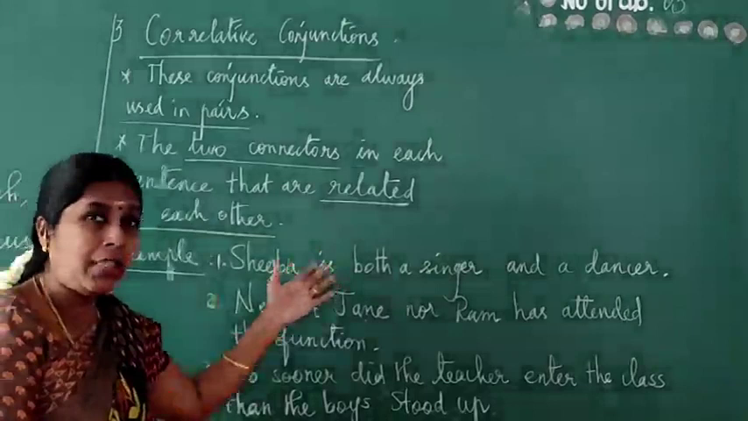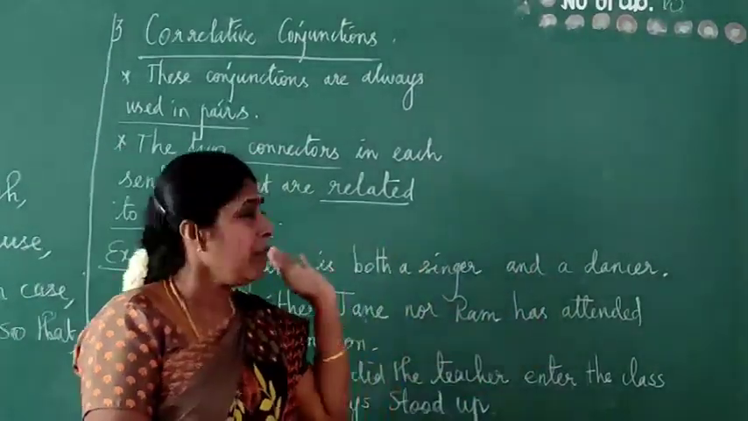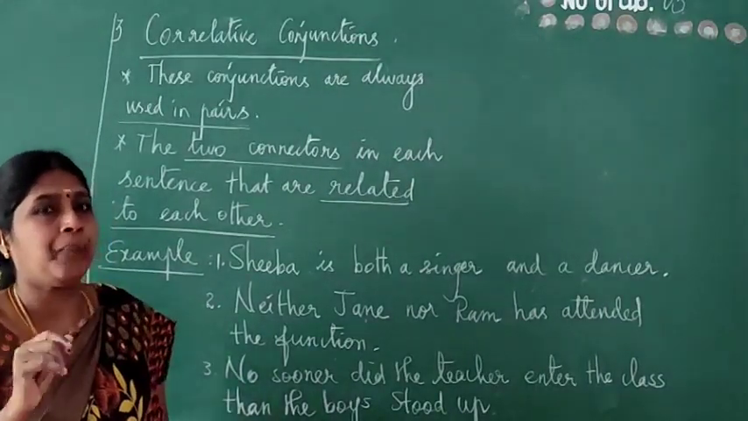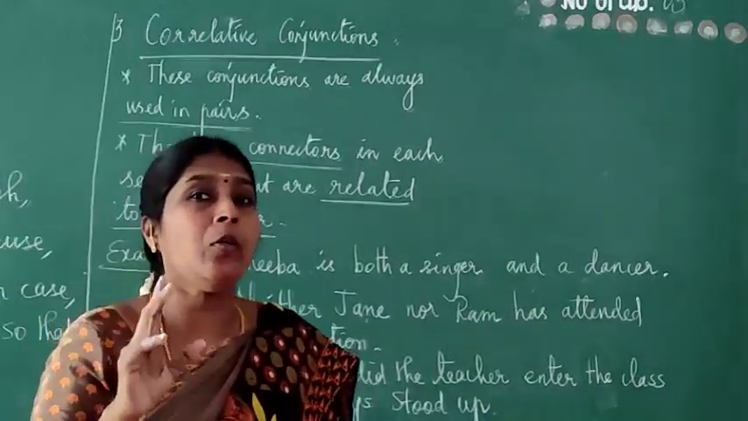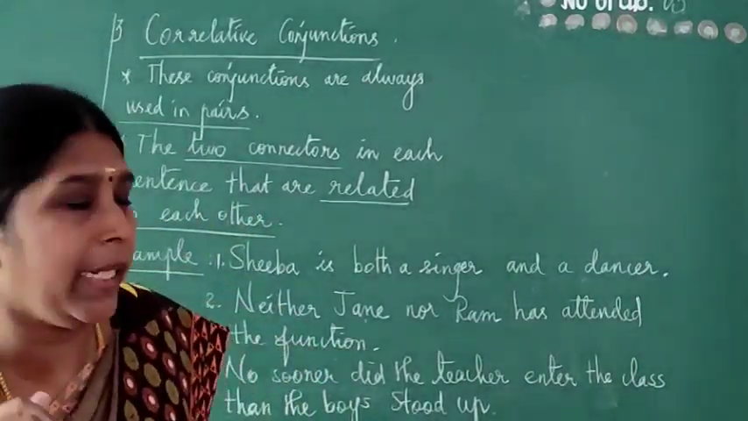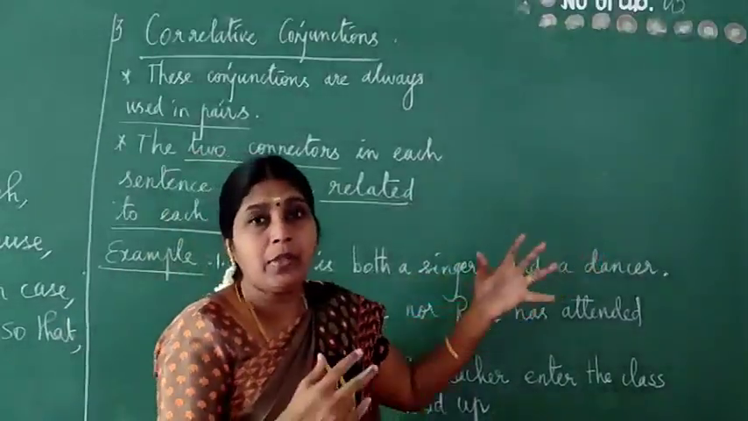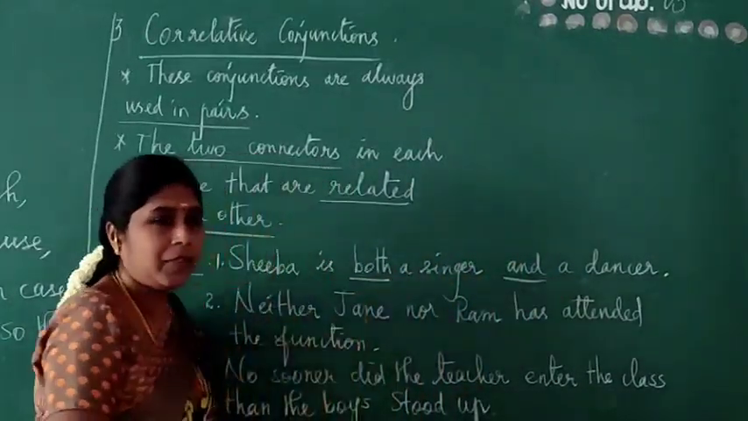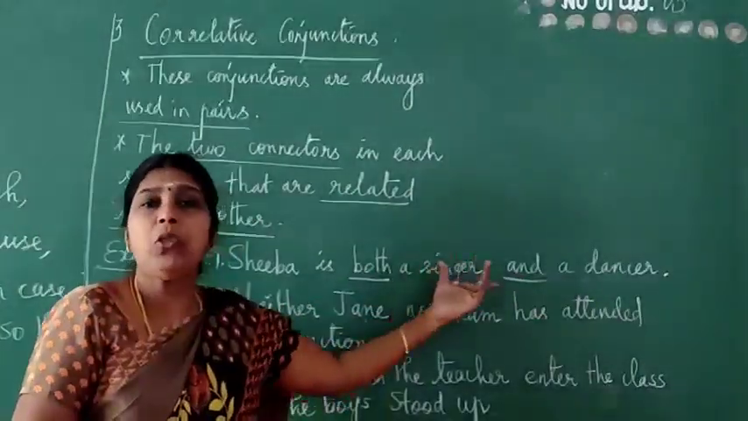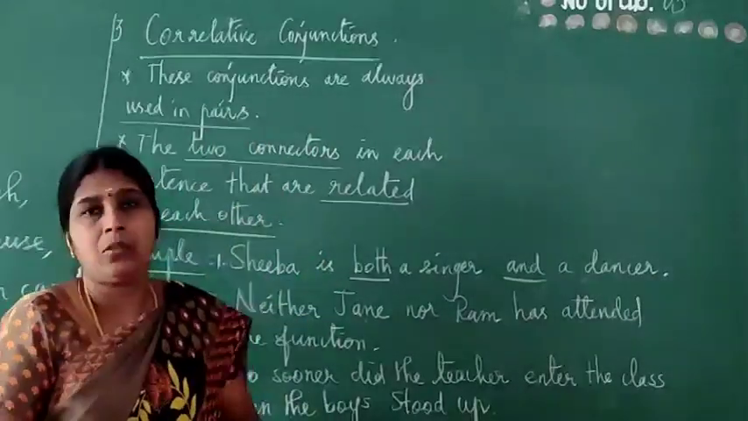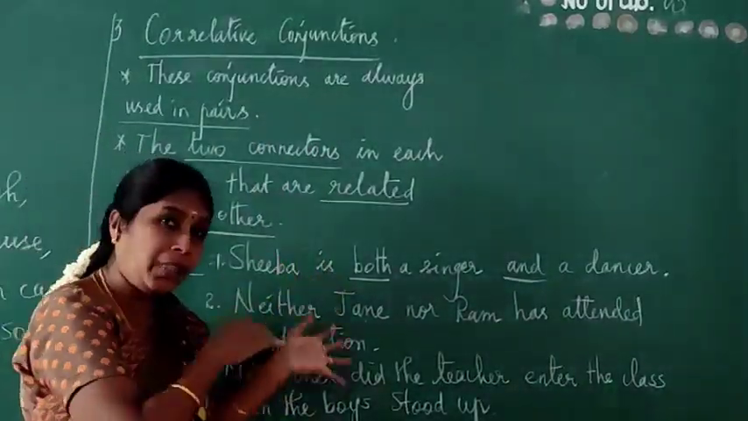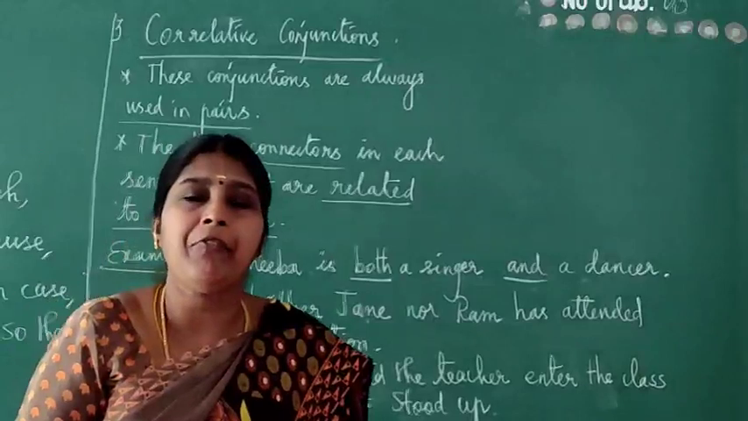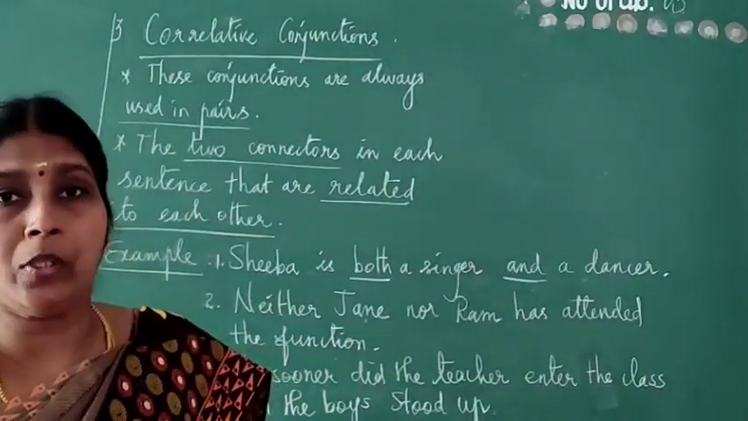Now see that example. Shiva is both a singer and a dancer. Take this sentence. What are the connective words we can use here? Pair means two. So we have to find out what are the two words used to relate two things. Here singer, dancer: two things are related here. What words are used here? Both, and. So these two words, both and, are correlative conjunctions. You understand? So here, Shiva is both a singer and a dancer. So correlative conjunctions we can easily identify: two words will come that are used in pairs.